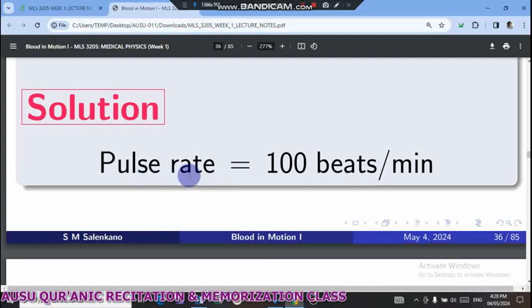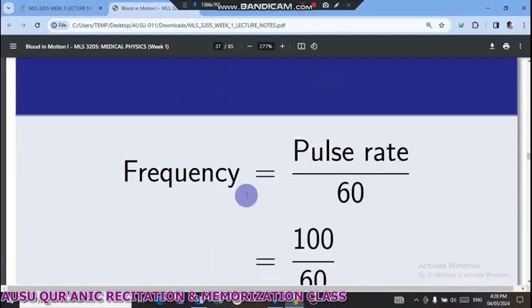We are given the pulse rate. We are told that the person's heart beats 100 times in 1 minute. So their pulse rate is 100 beats per minute. Now here is the formula you can use to get the frequency. The frequency is simply pulse rate divided by 60.